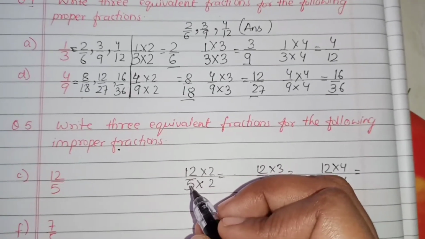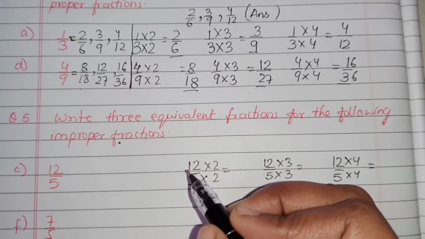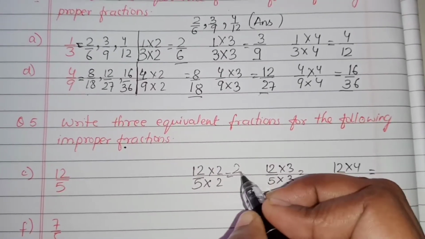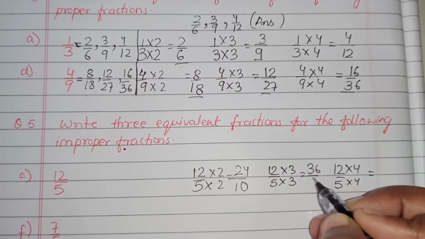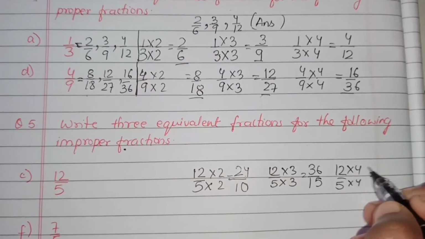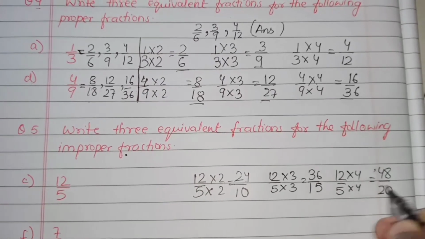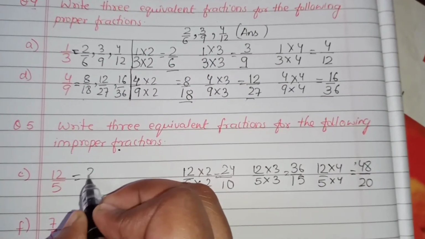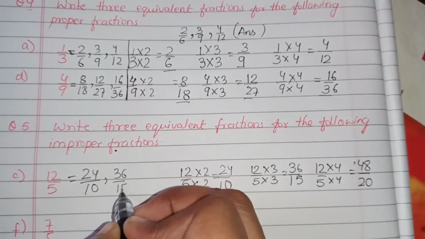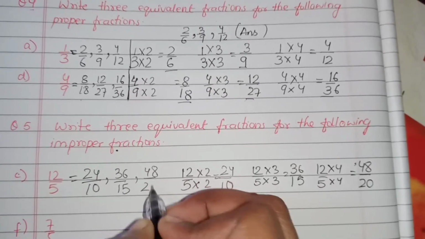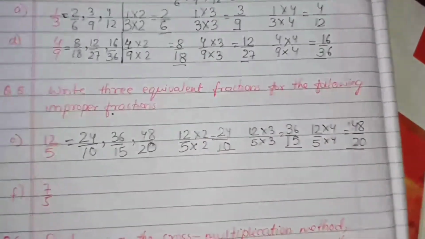Now again we'll multiply. 12 twos are 24, 5 twos are 10, 12 threes are 36, 5 threes are 15, 12 fours are 48, and 5 fours are 20. So what are the three equivalent fractions of this? 24 by 10, 36 by 15, 48 by 20. So these are the three equivalent fractions. Now in the same way we will do this one.